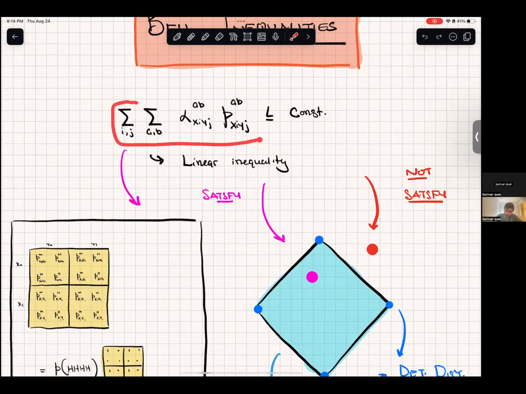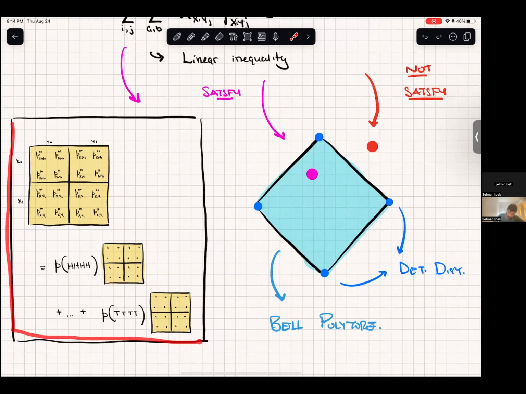You don't need to dig too deep into the details, and it should be less than or equal to some constant. Now, how you determine these coefficients and constants relies on some more advanced mathematics we're not going to get into, but the basic idea is that there will be some set of inequalities like this, and if you satisfy all of them, that is, the value that you get for this table is less than or equal to that constant, then it guarantees that you can write this table here in terms of probabilistic mixtures of these classical pieces.